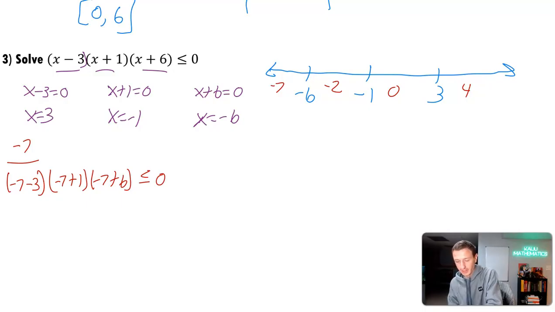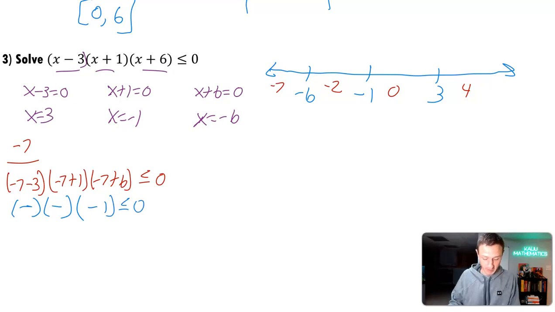And I would try to shortcut this. I mean, you could use your calculator, it's not a big deal, but I would try to just shortcut this and just look at the sign. So negative 7 minus 3 is going to be a negative 10. Negative 7 plus 1 is going to be a negative 6. So negative and a negative. And then negative 7 plus 6 is going to also be a negative.